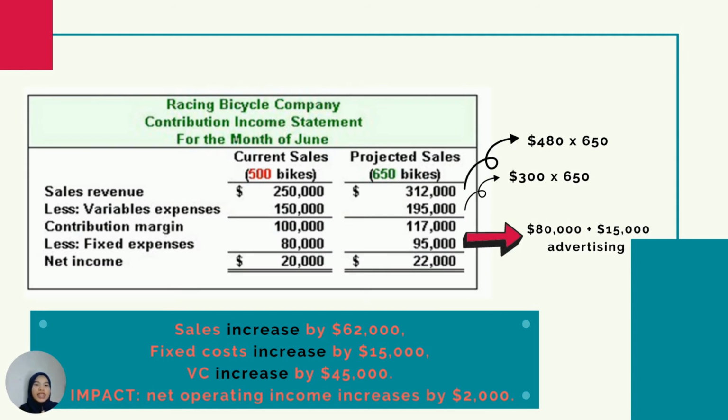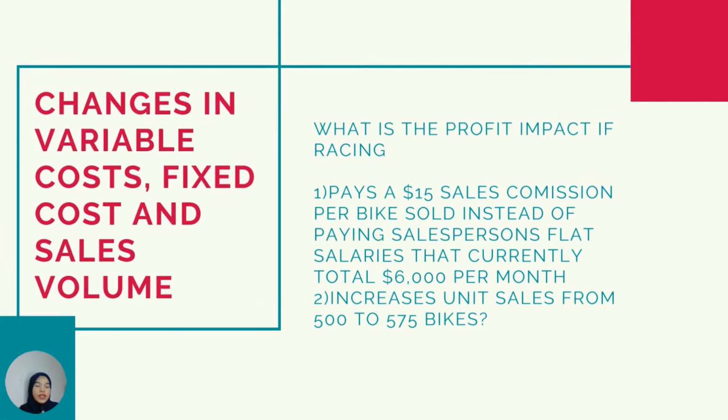$117,000, and the last fixed expenses we get is $95,000, as the new advertising fee is $15,000. So the new income is $22,000. So we can see that the impact is new operating income is increased by $2,000. So let's move to the changes in variable cost, fixed cost, and sales volume.